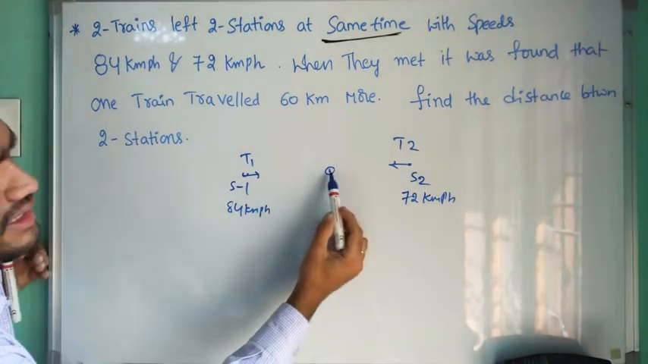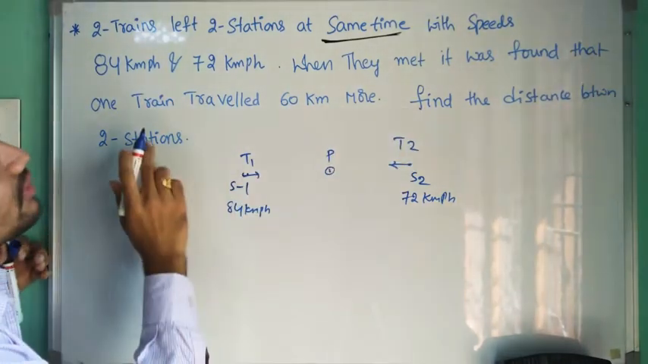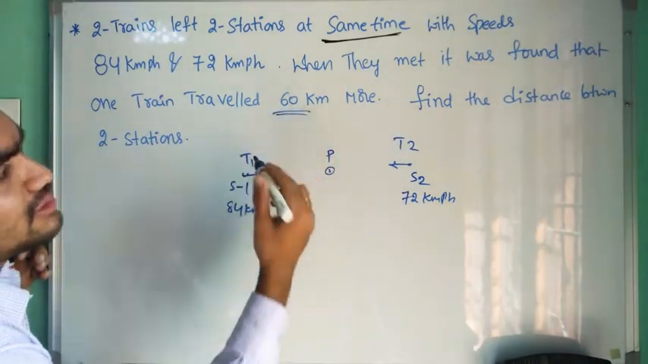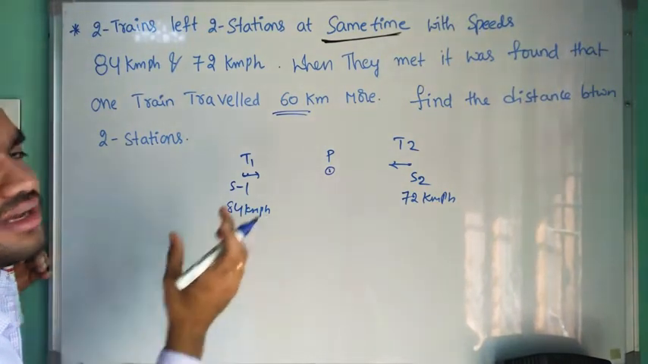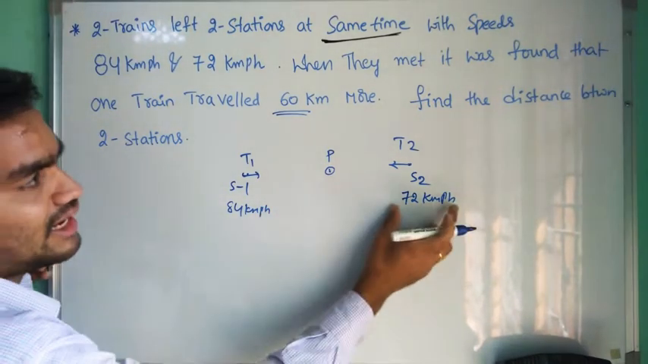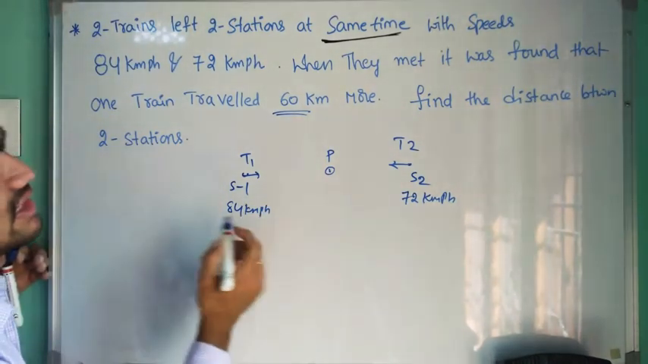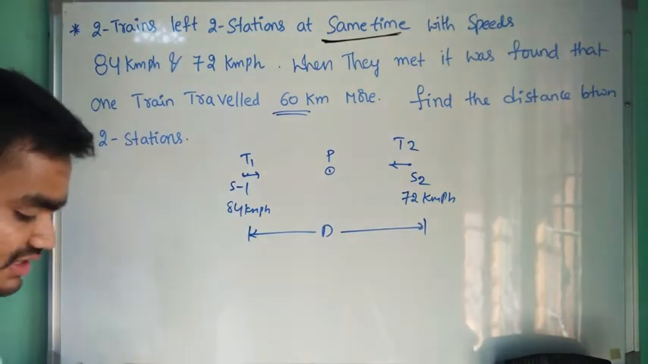So when they meet at a point, let us take it as P, one train has traveled 60 kilometers more than the other. Obviously, the train traveling with more speed will cover more distance. So train 1 traveled 60 kilometers more than train 2. Then we are asked to find the distance between these two stations. So this is what we have to find in this sum.